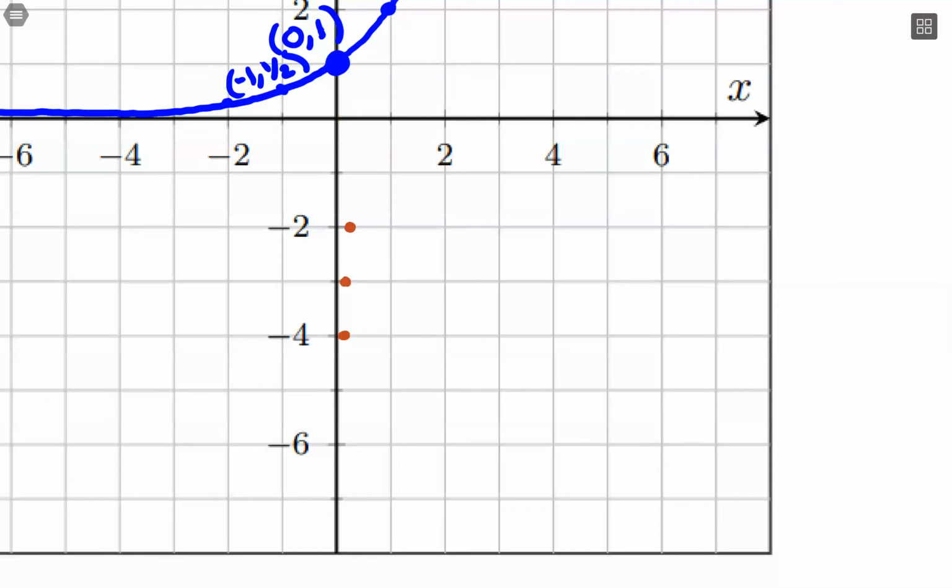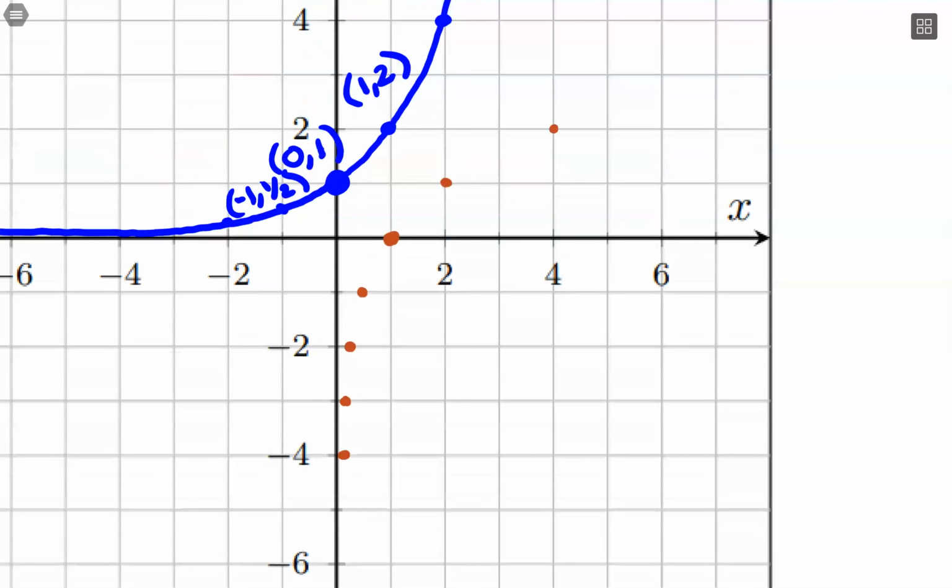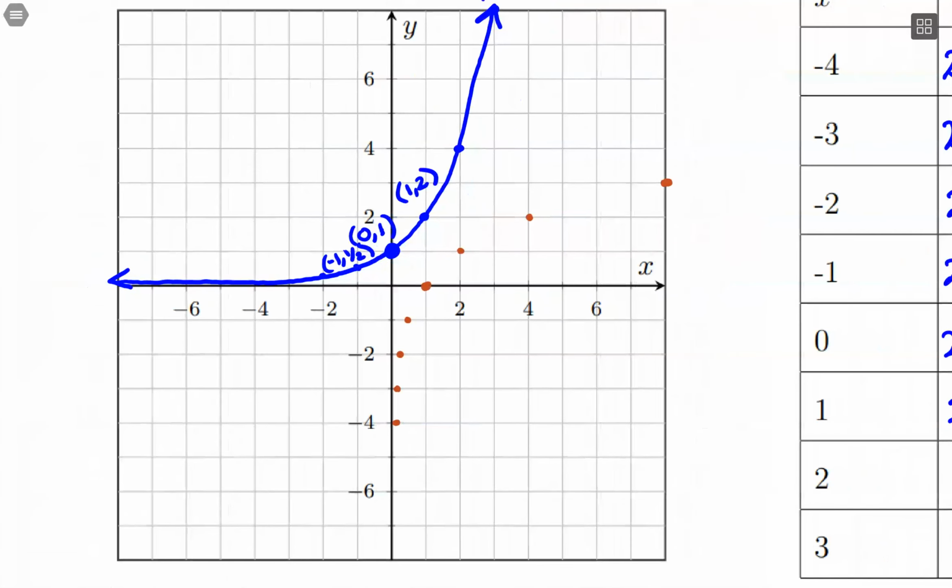1/4, negative 2. 1/2, negative 1. 1, 0. 2, 1. 4, 2. 8, 3. So remember that with our inverse functions, if I imagine this line y equals x, I'm not drawing very straight there, we have this reflection over that line. So that's where these coordinates are coming through. But if that's hard to visualize, it's really just flipping the x and y coordinates.